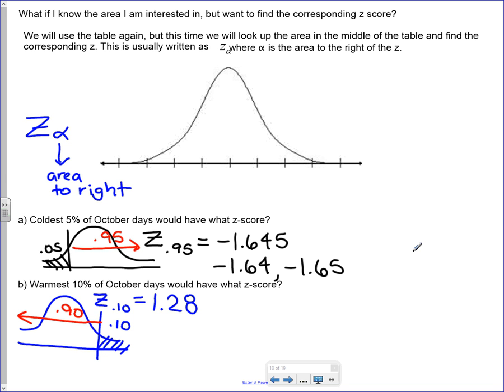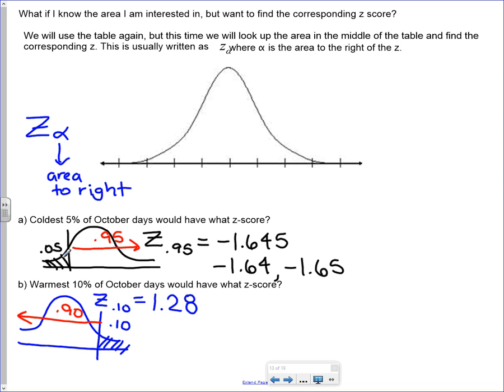The last thing we might have to find is, for the ones we've been doing so far, we had the observation and we were trying to find the percentage. We could also have the percentage and want to find the observation. For example, if we wanted to know the coldest 5% of October days, they gave us a percentage, and we want to find the z-score that relates to that percentage, okay? So in that case, we're kind of using the chart backwards, okay? So we have the area is 0.05, so this area to the left is 0.05.